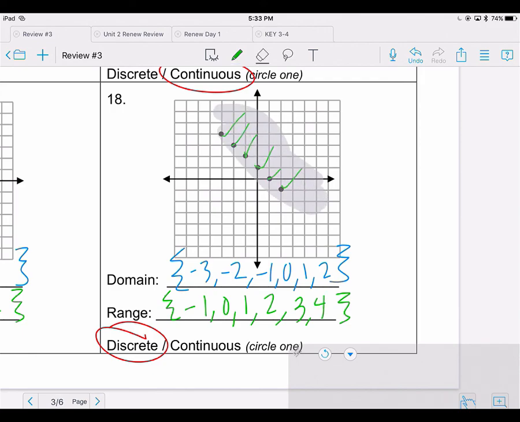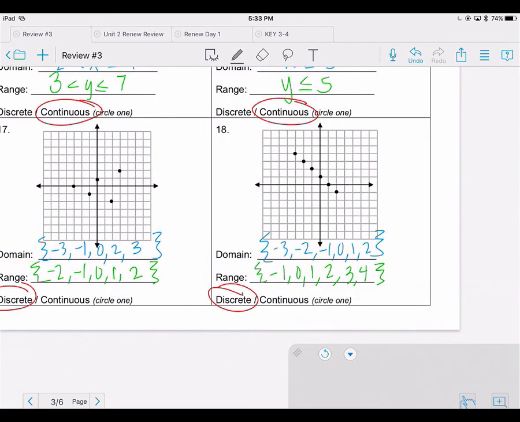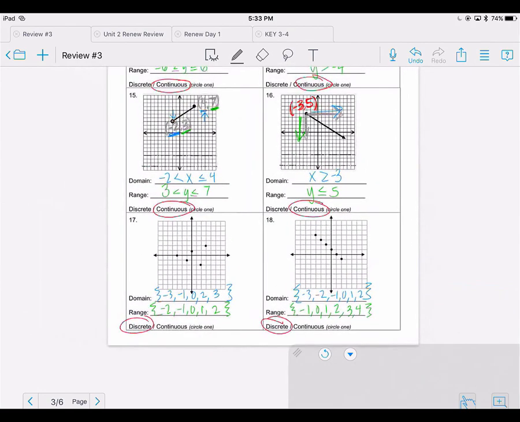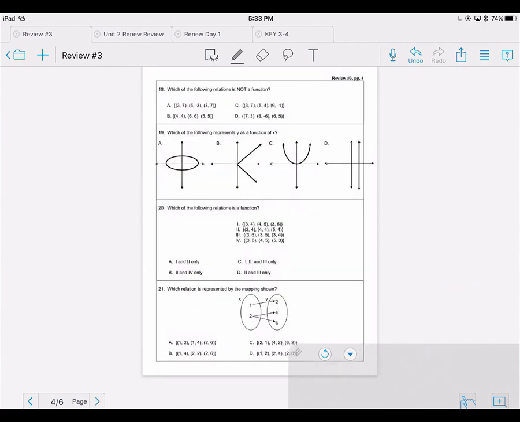And I put the little check marks to remind myself or make sure I catch all of these little points in there. So make sure you know the difference between discrete and continuous. Discrete is distinct, separate points. Continuous is a full line or has part of a line even if it has 2 endpoints.